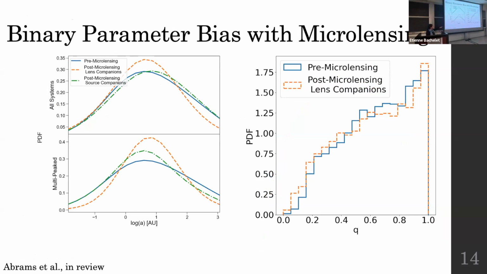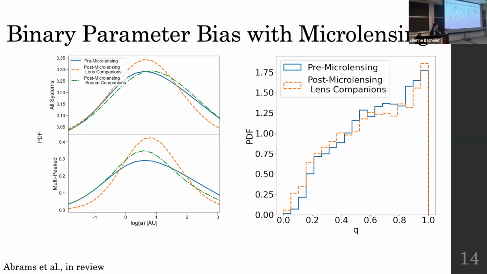The blue is the pre-microlensing population, orange is post-microlensing lenses, and green is post-microlensing sources. And you can see that in the lens case, we're biased away from both small and large semi-major axes. In the green, the sources, we're biased away from the large semi-major axes. And at the top, you can look at all systems, and you can see that for the lens companions, we're still biased away from the large semi-major axes.